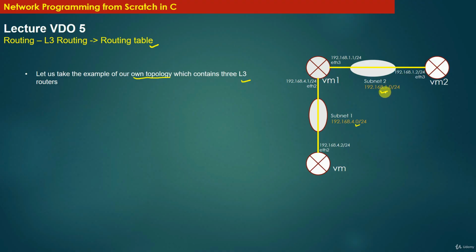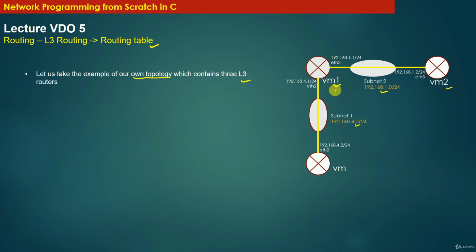So now I ask you one question, right? What is the local subnet for router VM? The answer is simple. The local subnet for router VM is subnet 1, right? Similarly, if I ask you what is the local subnet with respect to router VM2? The answer is simple. The local subnet with respect to router VM2 is subnet 2, right?